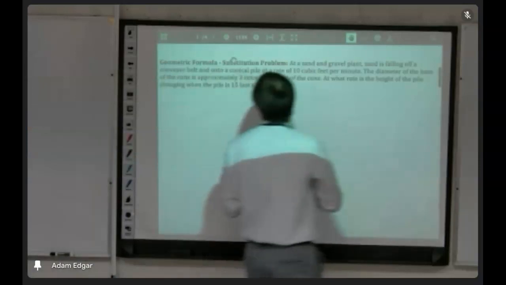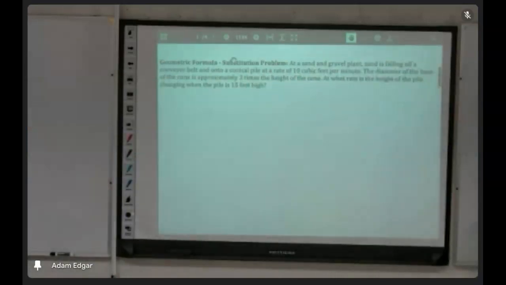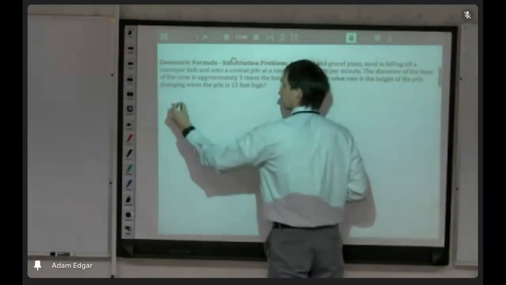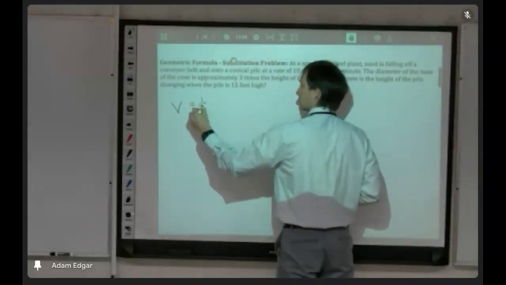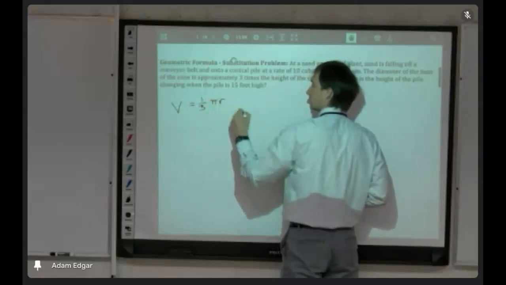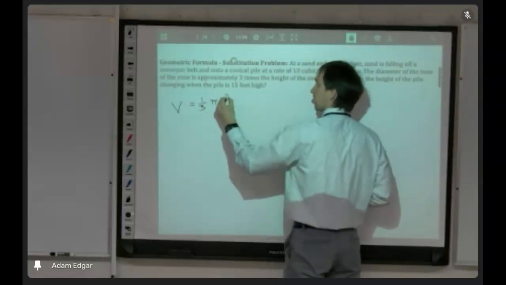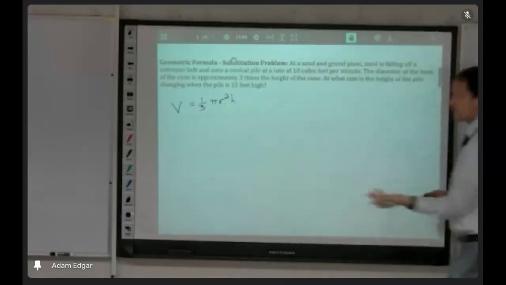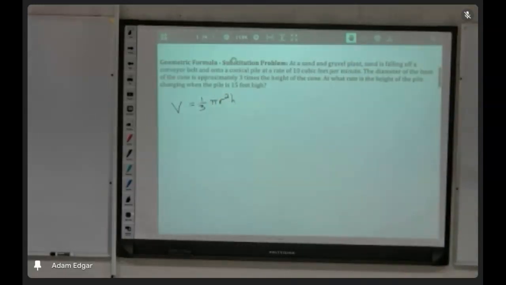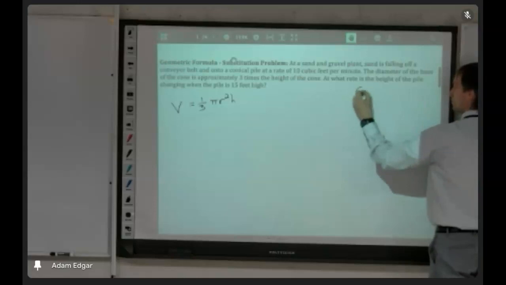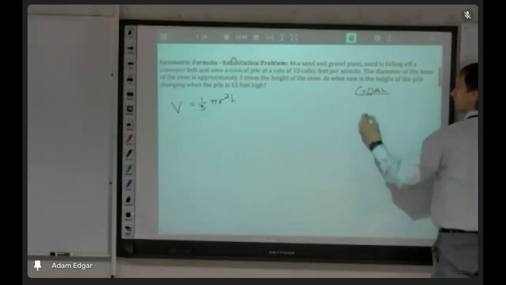So what volume formula are we going to need? Volume of a cone. What's the volume of a cone? One third pi r squared times h. So it's the same thing as a cylinder with a 1/3 out front, because a cone apparently is just a third of a cylinder. So go through, read, and we want to find out what's our goal, and then also you're going to want to figure out what information do we have that we can work with.